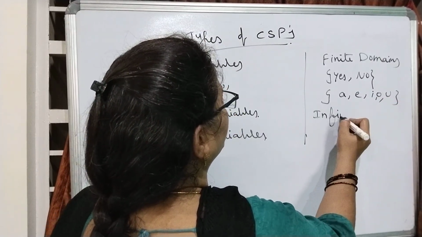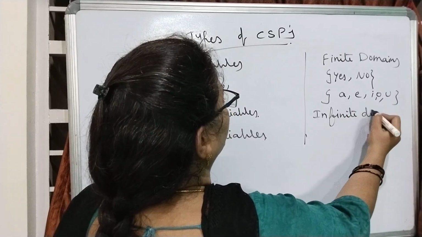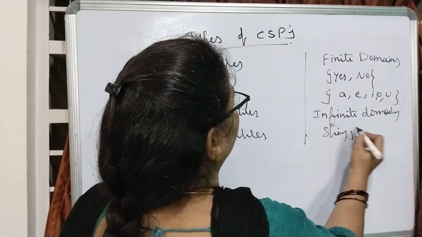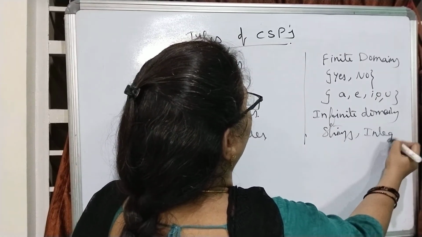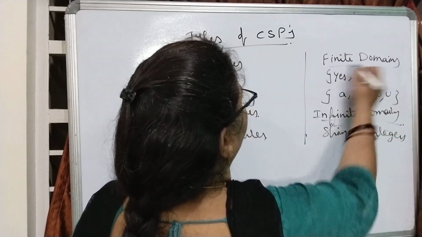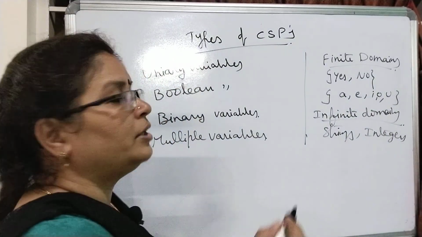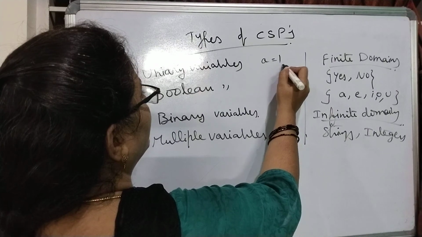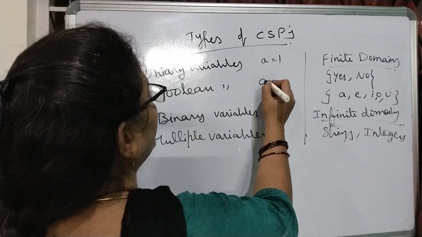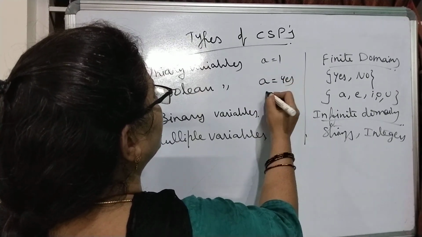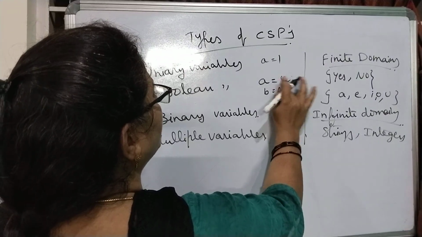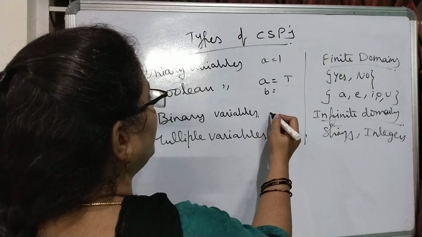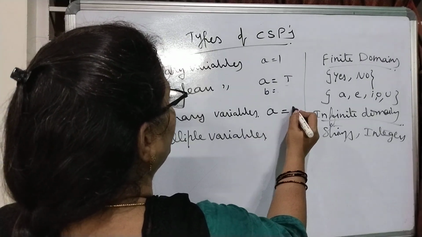Infinite domains, like strings, integers, continuous data. Okay, so what are the unary variables? A is equal to 1, like that. What are the Boolean variables? A is equal to yes, or B is equal to no, or A is equal to true or false, whatever it is. Binary variables means something like A equal to B.